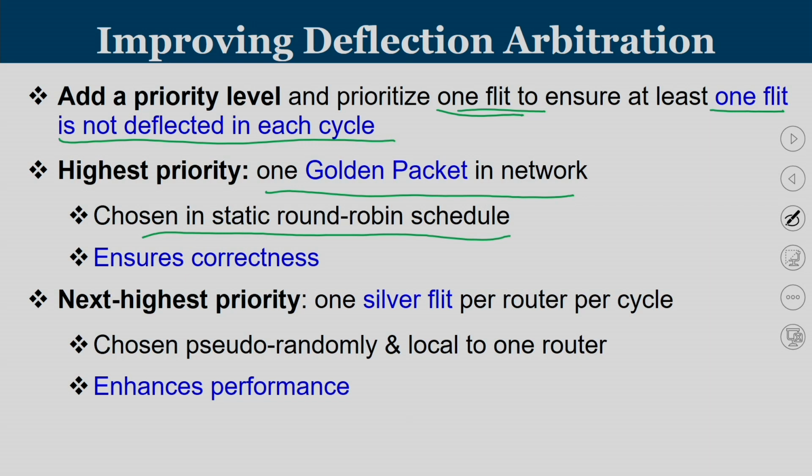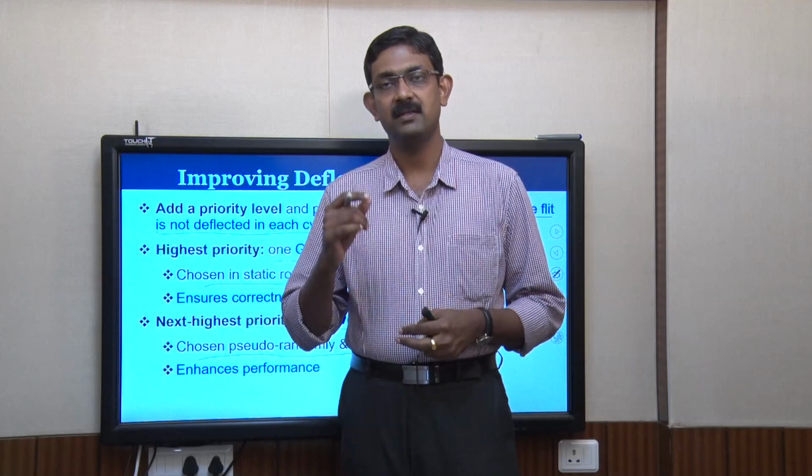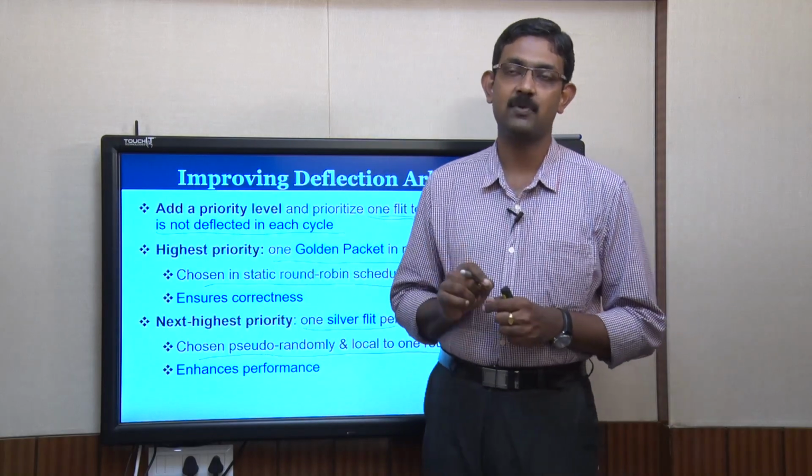The next highest level is called the silver flit. So you are going to have a pseudo randomly chosen flit in every router. So in every router we have one of the flits chosen as silver. So there exists a golden flit in the network and there exists a silver flit in each of the routers, and for the silver flit we make sure that whenever you have a scenario where none of the flits are golden flits, then the silver flit is always going to have the productive port assignment. So by this we make sure that the silver flit in that router gets a productive port.